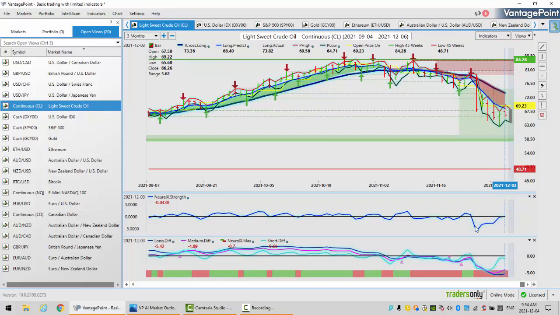Our neural index strength indicator and our main neural index both supported this, but you can see now the neural index strength is trying to break above the zero line. If that happens, that will give us the confirmation that we need that at the very minimum, we're going to retrace back to our T-cross long at 73.36. I believe that that is very, very possible. So we will be watching that level very closely. We just need to clear the long predicted at 68.40 so we can reach 73.36.